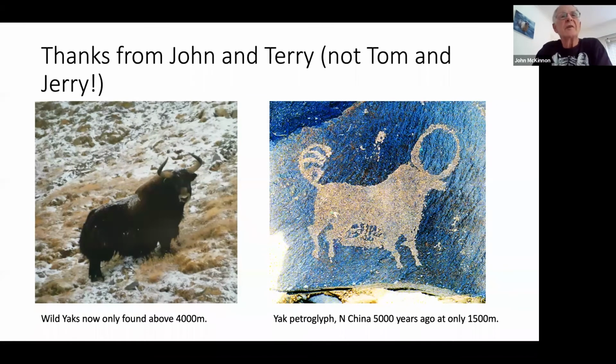There's a lot of problems with changing climate, and have been all through the Pleistocene.